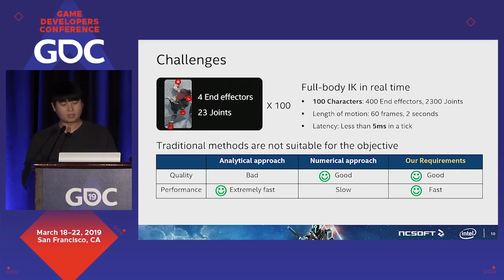But we have to find a high-performance IK solution which also generates high-quality motions. And this is why we came up with deep learning. Because, of course, there are also many difficulties here. I'm going to talk about how we solve these problems from now on.